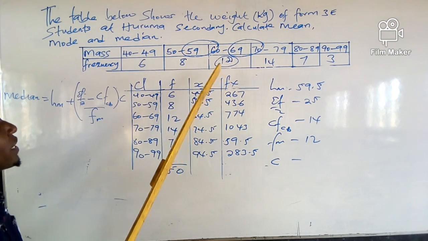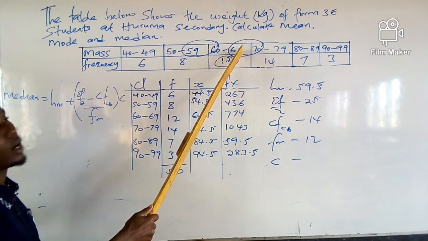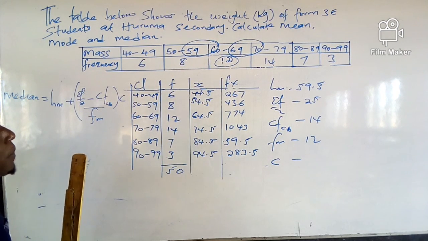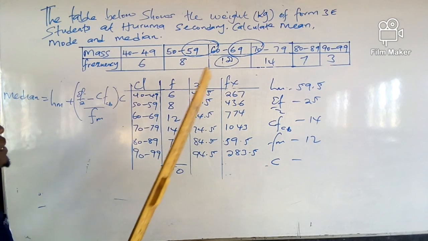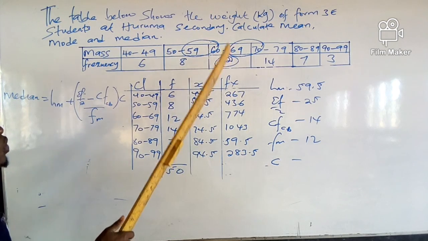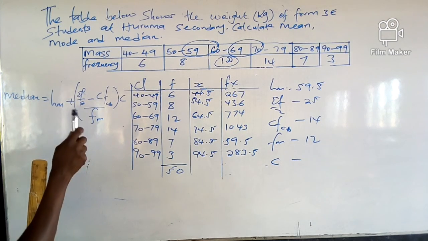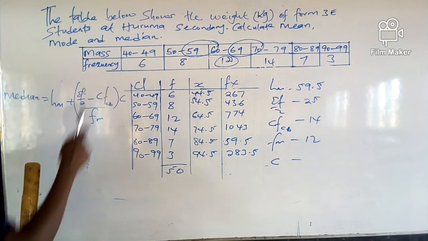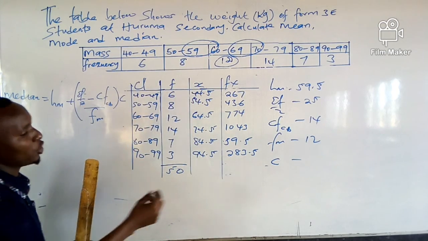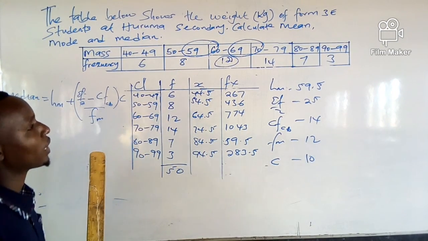To get it, we find the difference between the upper class boundary and the lower class boundary of the median class. To get the upper class boundary, we look at the upper limit and the lower limit of the class after it, and then we subtract. So 69.5 minus 59.5, the lower class boundary here, you will get 10. So the class width is 10.